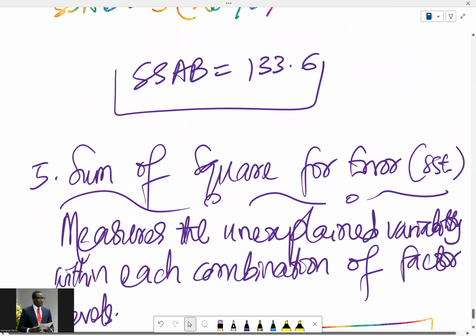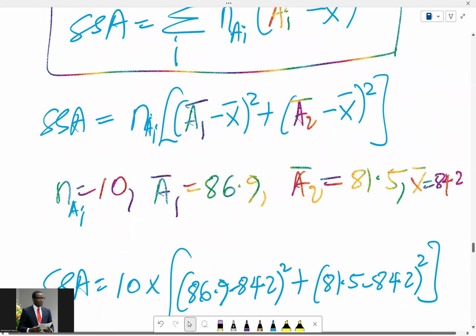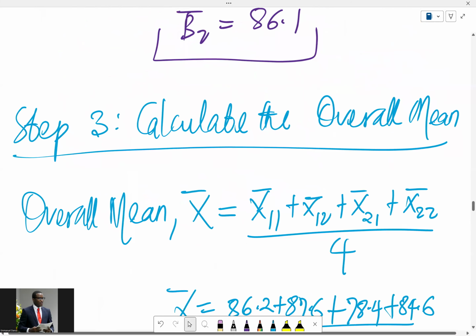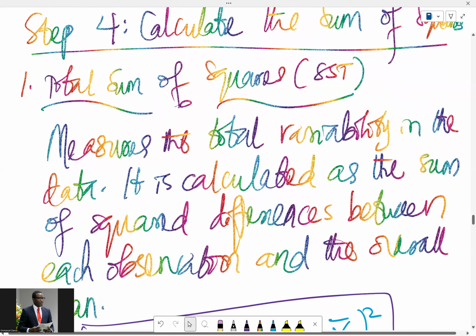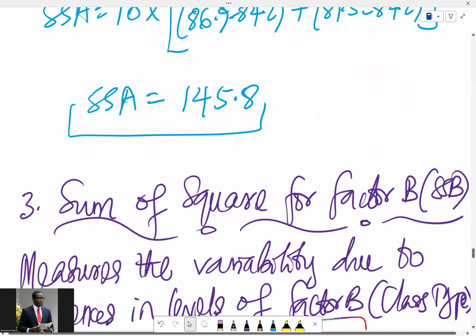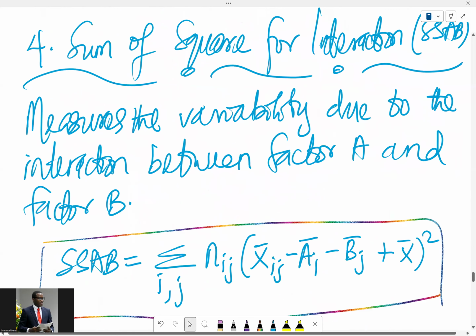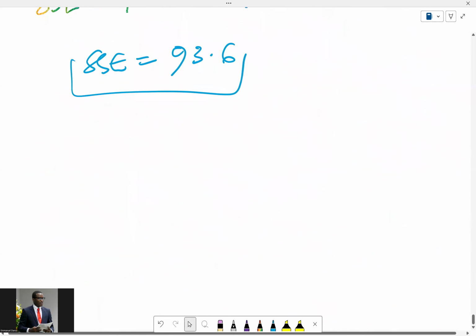And that ends the whole of step 4. That's calculate the sum of squares. So sum of squares total, sum of squares A, sum of squares B, sum of squares AB, and sum of squares for error. Then things are getting down gradually.